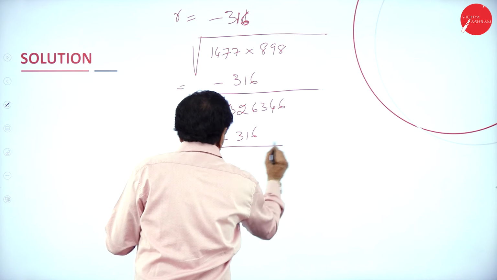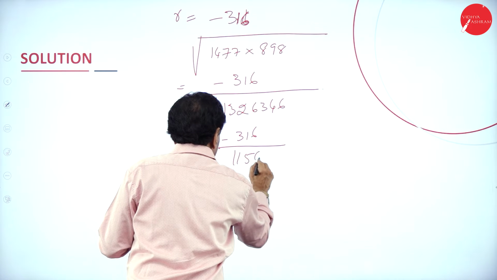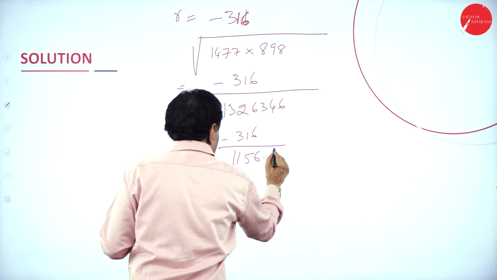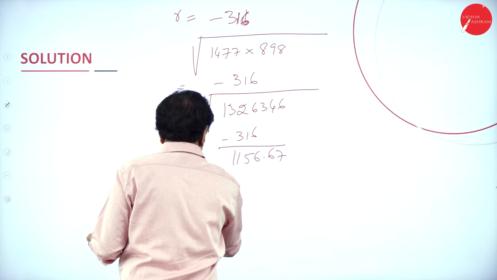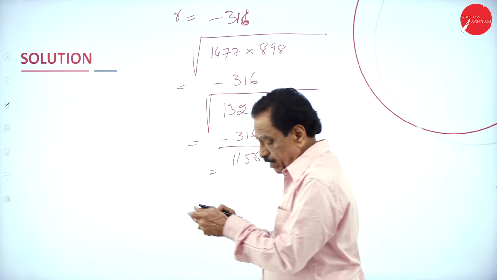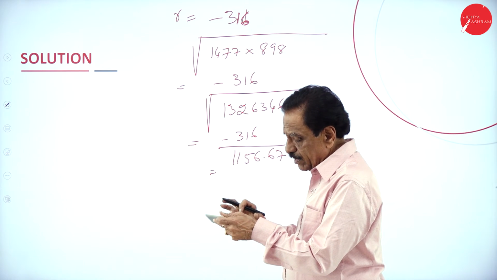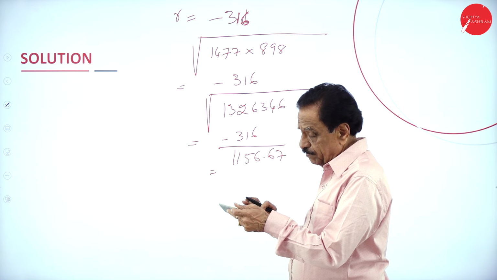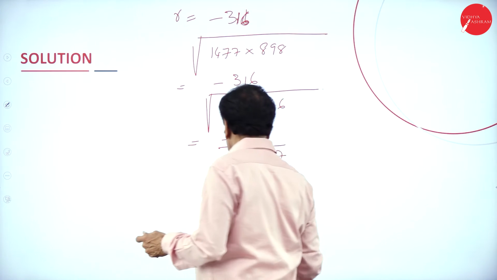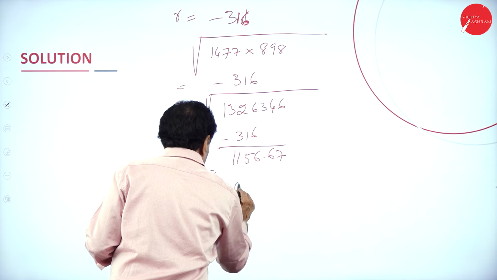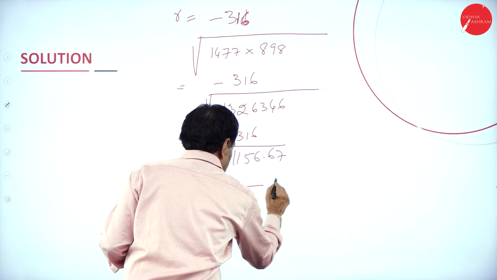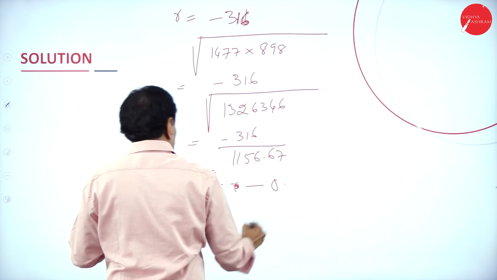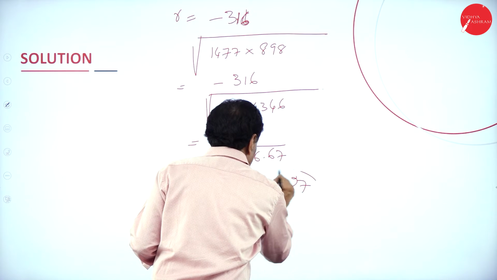1156. We can take 1156.67. Divide 316 by 1156. R is equal to minus 0.27, a negative figure.